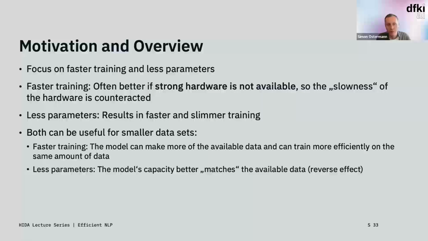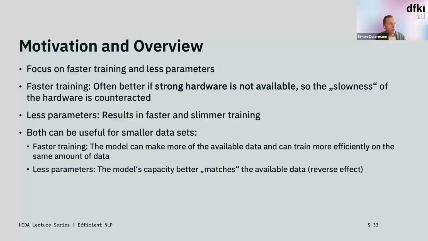And then, of course, if I have fewer parameters, that generally results in a faster and slimmer training. Both can be useful for smaller datasets as well, right? If you do a faster training, then the model can make more out of the available data and can train more efficiently. You can run more epochs. And if you have fewer parameters, then often the model's capacity better matches the available data. So you have a reverse effect here, although there is, at least for the latter, no guarantee.